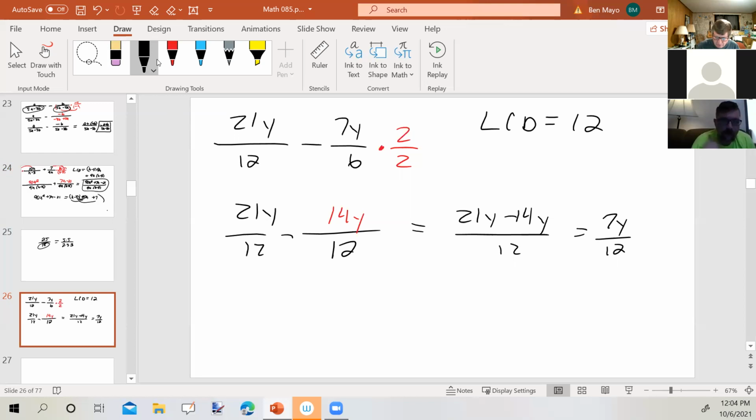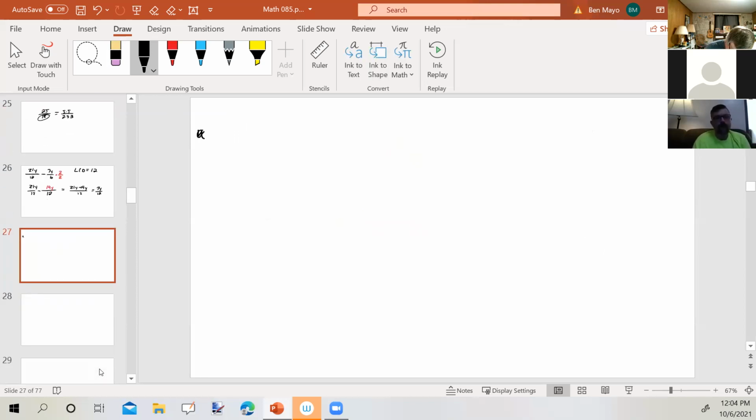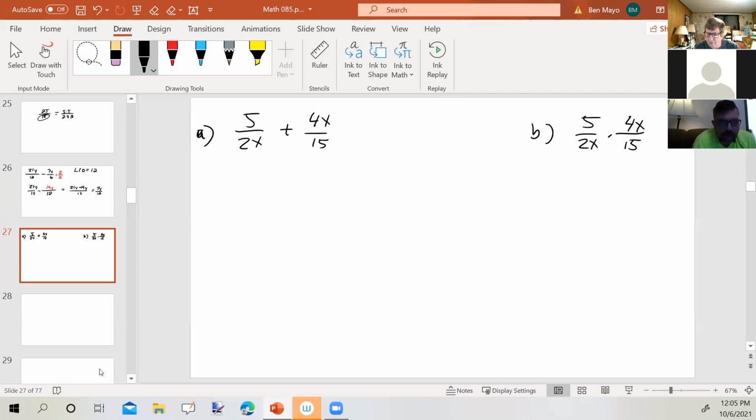Okay, all right. Let's take a look at what the authors call lookalikes. So here's problem A. It says 5 over 2x plus 4x over 15. And then over here we'll have B, which is 5 over 2x times 4x over 15. So for the first problem, we're adding terms, so we need to have a common denominator. The LCD would be 30x. Are we okay with that?